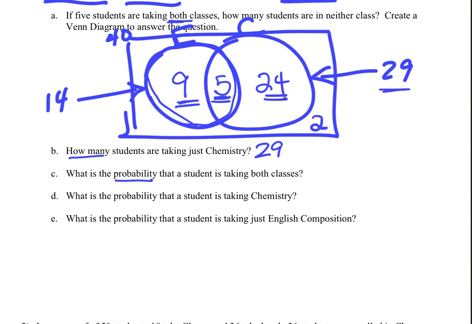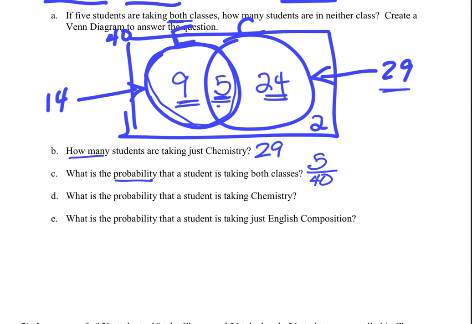What is the probability that a student is taking both classes? When we're doing probability, the event goes on top. Both classes, that's 5 people, and 40 is the denominator. So if I picked one of those 40 people at random, the probability is 5 out of 40 that I would pick a student taking both. You could convert that to a decimal, but we prefer just to leave it. You can even reduce it, but we don't usually care with this.